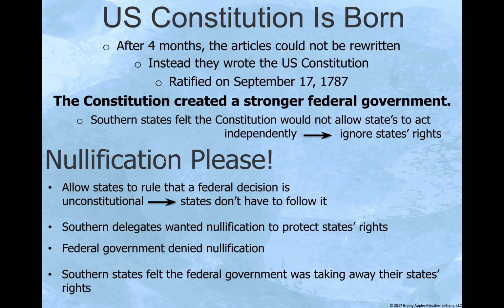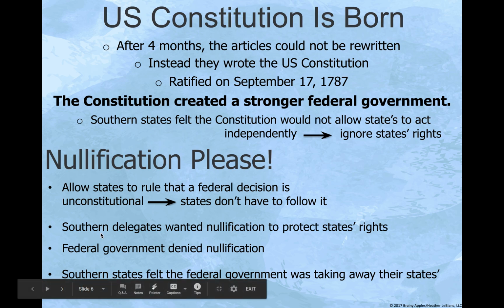Nullification allows states to rule that a federal decision is unconstitutional and that states don't have to follow it. So if the federal government makes a rule or a law, nullification allows the states to not have to follow that law if it is unconstitutional. The states can rule that law unconstitutional. So Southern delegates wanted nullification to protect their own states' rights. But the federal government said, nope, not happening. So the Southern states were angry. They felt that the federal government was taking away their states' rights.